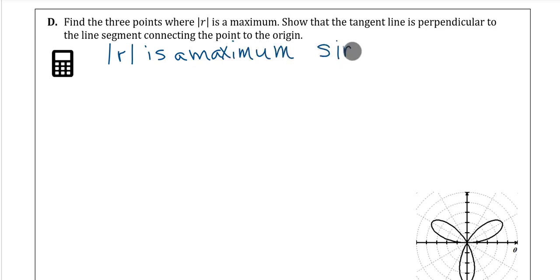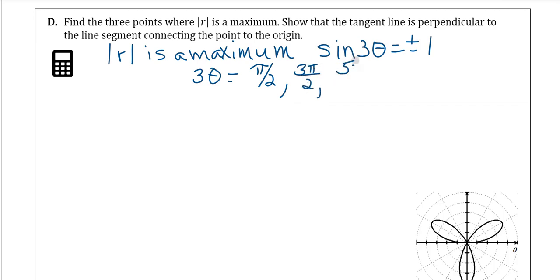So that occurs where, because remember we have sine 3 theta, where that's either a +1 or a -1. Okay, so that means that 3 theta has to be either pi over 2, 3 pi over 2, and also 5 pi over 2 to get all of the loops of the curve. So if we divide out the 3 for each of those, that means this is going to happen at pi over 6, pi over 2, and 5 pi over 6. And you can see that on our picture as well.